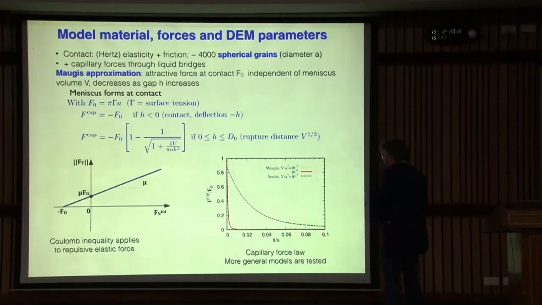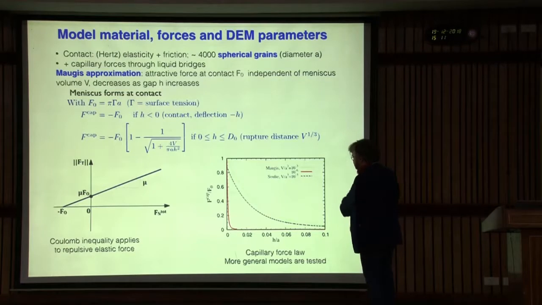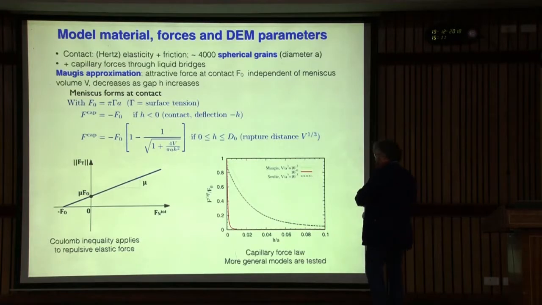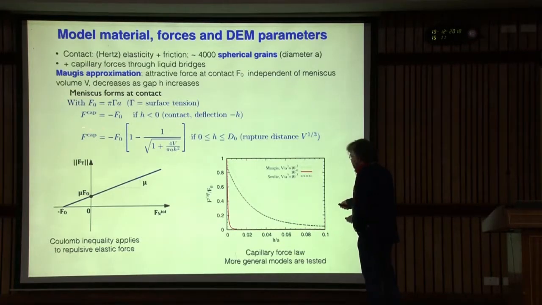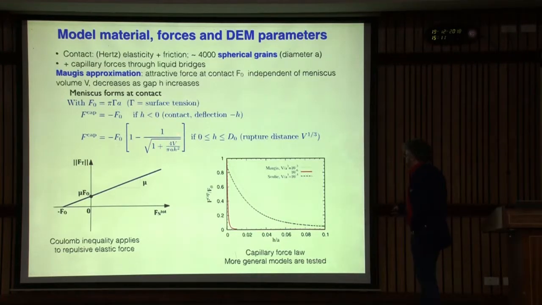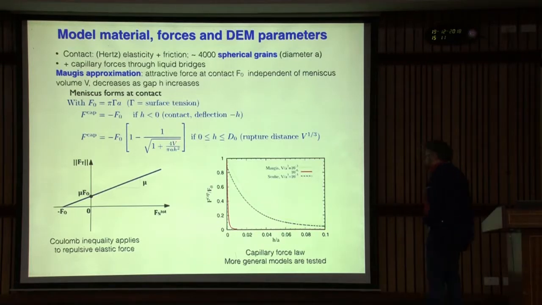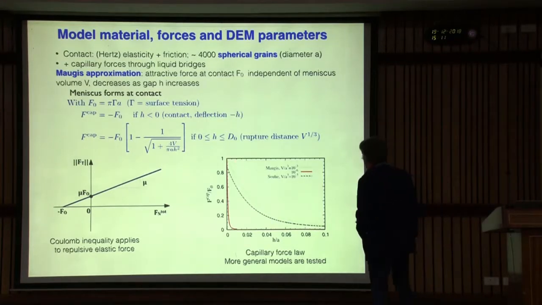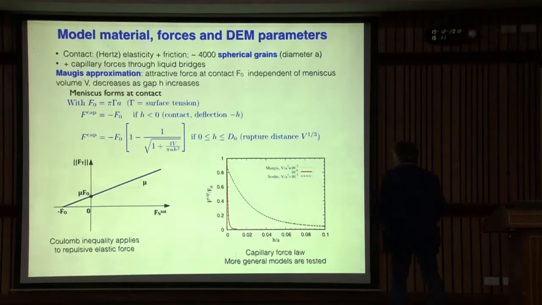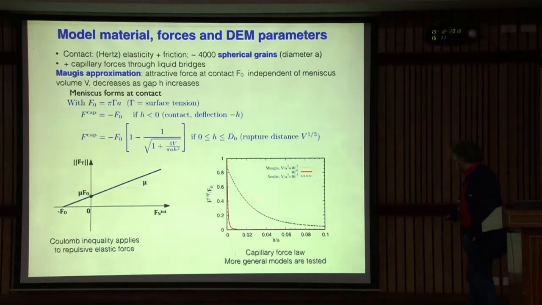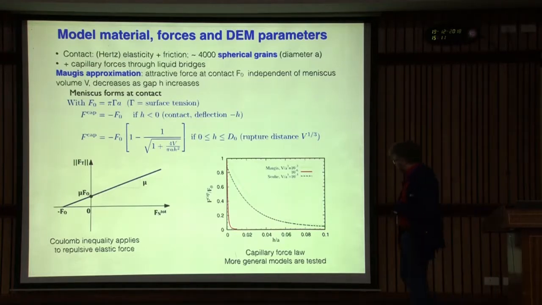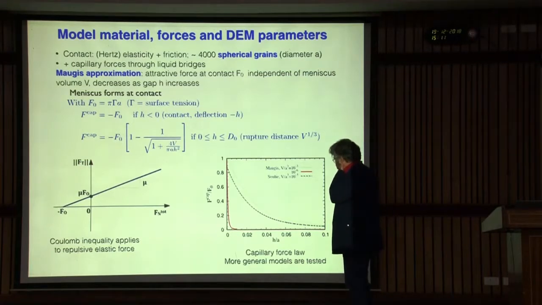So we have F0, minus F0, where minus means attractive, at contact. h is the distance, so h negative means contact deflection, contacting grains. And we have a decay of the intensity of the force with the growing interparticle distance that can be modeled by this function here, V being the volume of the meniscus, h the distance here. So it has this aspect. Different formulas give you slightly different results, but this has few consequences on the macroscopic behavior.